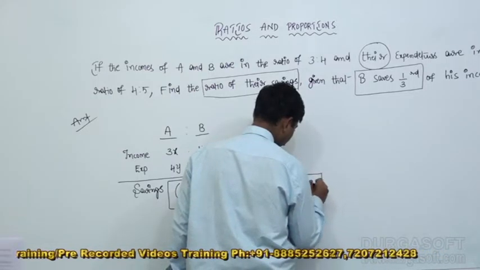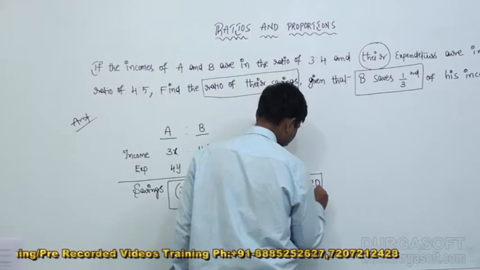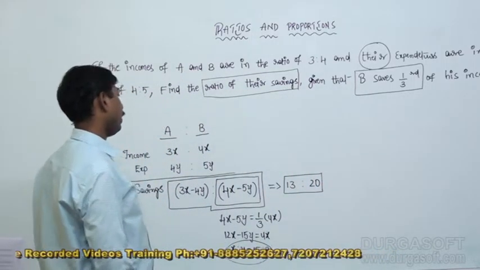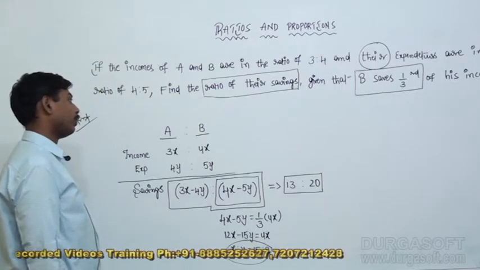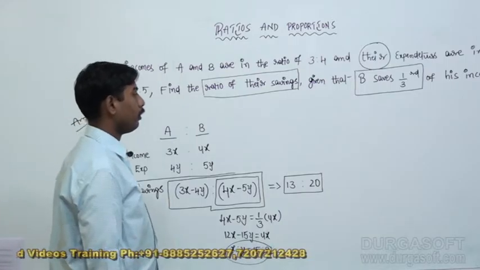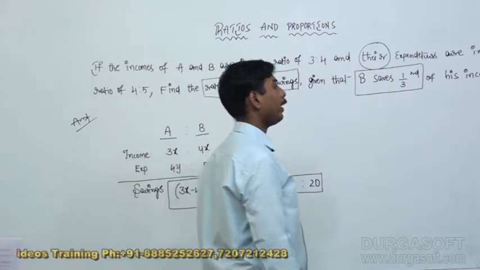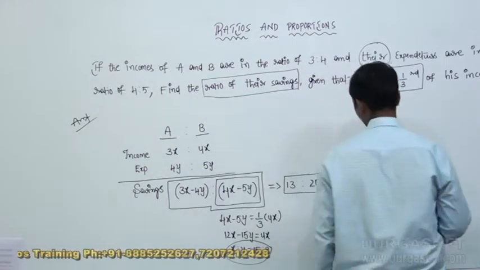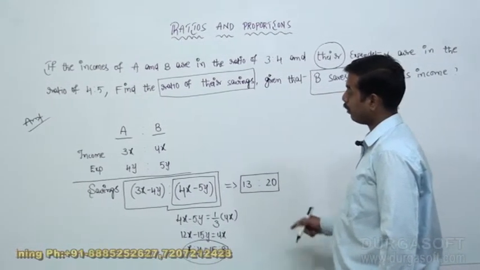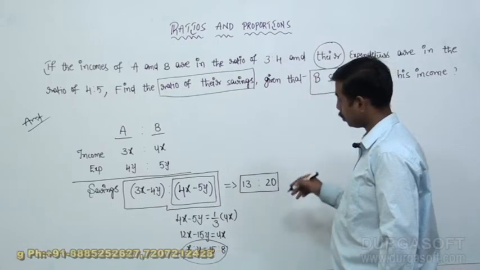Now we have concluded very clearly, that is savings of A as 13 parts and savings of B as 20 parts. The savings ratio of A and B is 13:20. This one would be the required answer of the question.